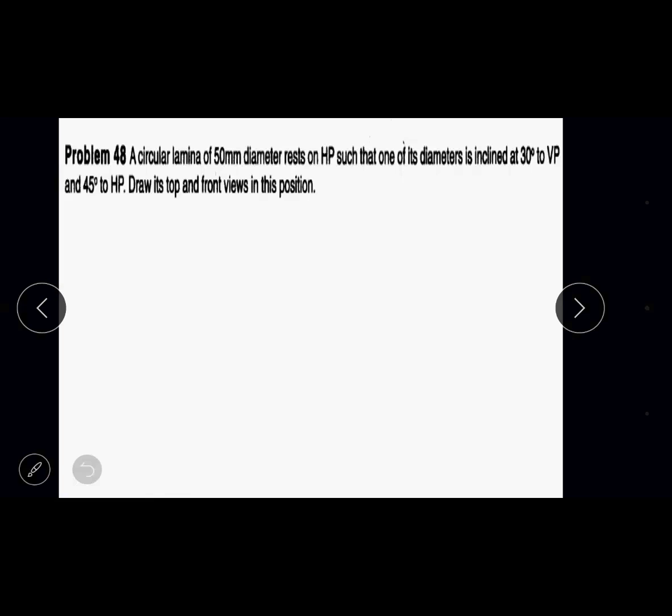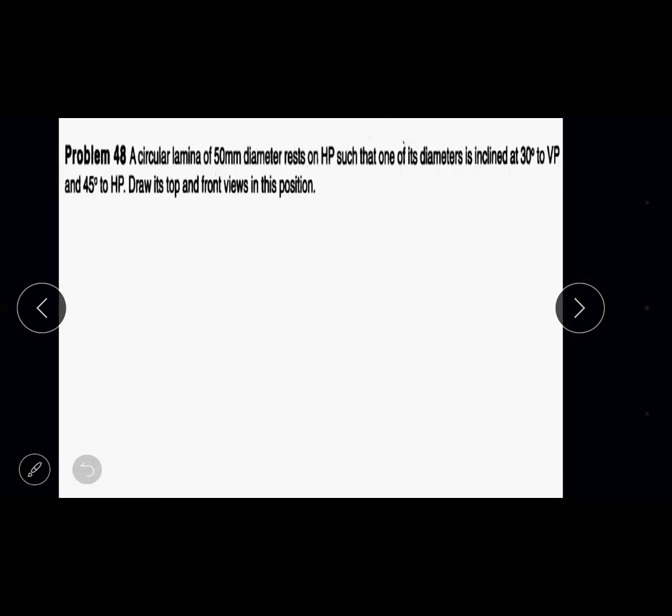Problem number 48. A circular lamina of 50 mm diameter rests on HP such that one of its diameters is inclined at 30 degrees to VP and 45 degrees to HP. Draw its top and front views in this position. So read the problem and decide whether it's category 1 or category 2, whether it's HP resting or whether it's VP resting.